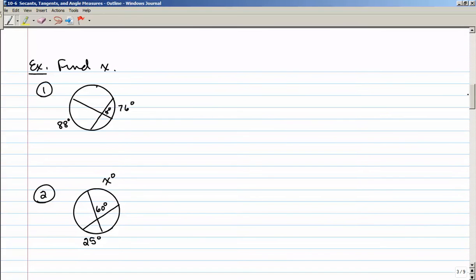Let's look at some examples that involve this. So in each case here, find x. So here we have two chords that intersect inside the circle. This arc out here is 76 degrees. This arc over here is 88 degrees.